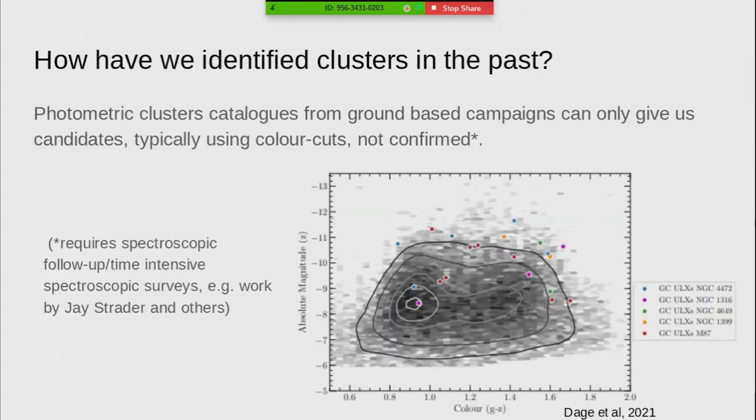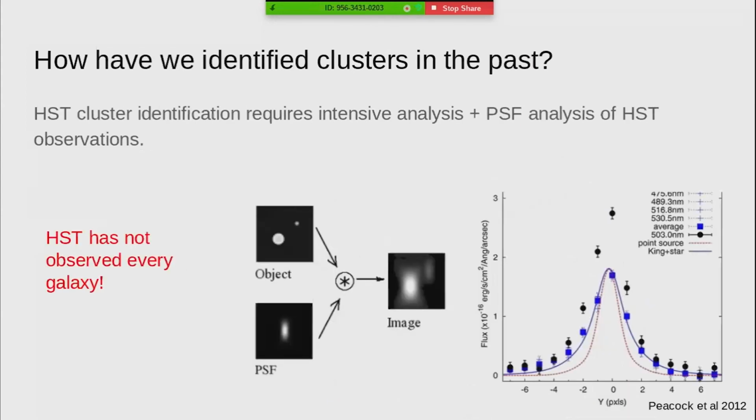So I am gonna skip over some of these slides just in the interest of time, but of course, the way we usually identify clusters from ground-based campaigns involves color cuts, color magnitude diagrams, and saying anything that falls in this space might be a cluster. Of course, you can follow them up with spectroscopy to confirm them, but that's a lot of work. And then you can also use information from Hubble, also a lot of work. And then a downside of HST is that there's not deep coverage of every galaxy, so we can't do something systematic.